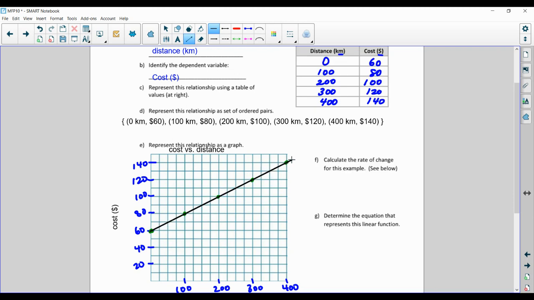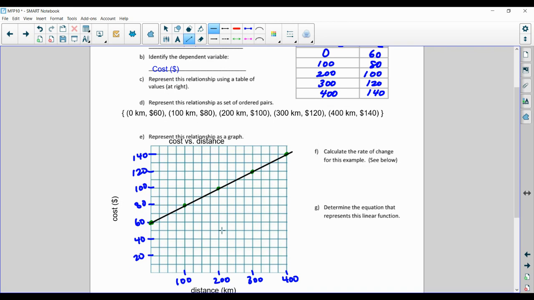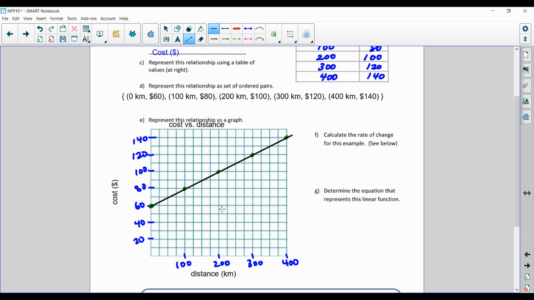Sometimes we have to think about whether or not we want to connect the dots. In this case, we can, because distance and cost are both continuous. That means that there's a whole bunch of distances in between. All the decimals and fraction distances make sense, and so same thing for cost.